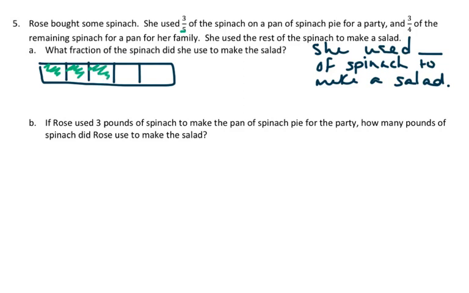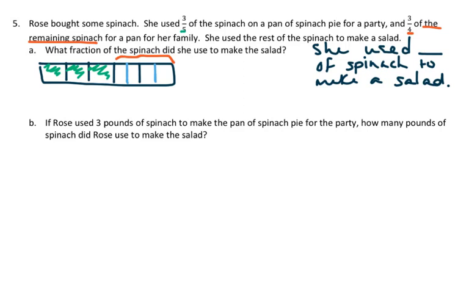Okay. Then she used 3/4 of the remaining spinach. So if I look at what's remaining, I have this section right here, and there's only 2 units there. So what I'm going to do is partition that, let me just use the light blue color here, to make that into 4 units. So can you see the 4 units there?